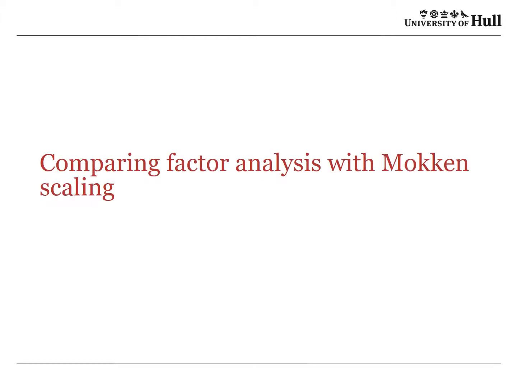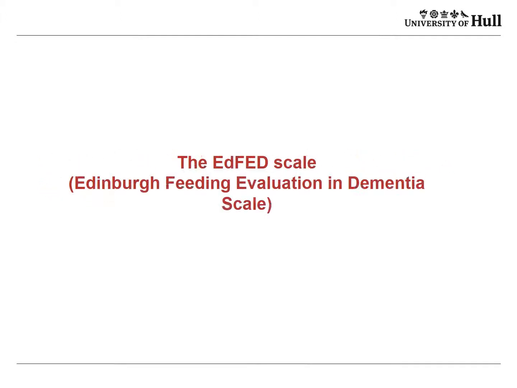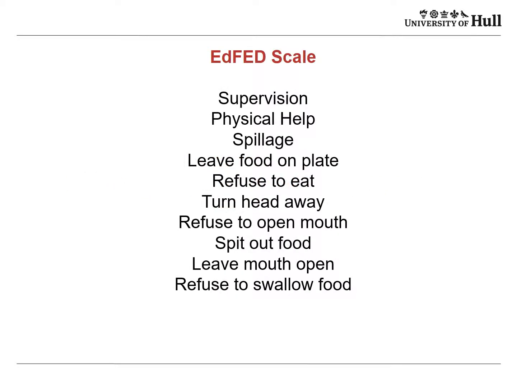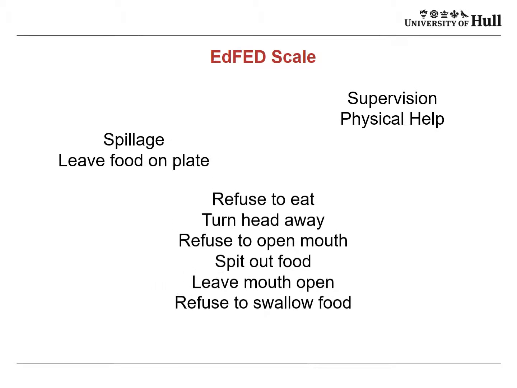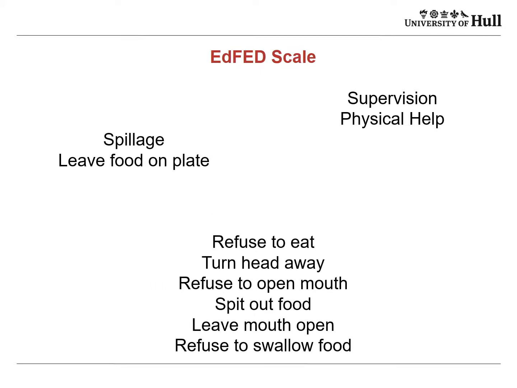So let's compare factor analysis with Mokken scaling. For this I'm going to use one of my own scales, the Edinburgh Feeding Evaluation in Dementia scale. This has got 10 items, and if you factor analyse it, the items look like this. You get 3 different factors. Up at the top right, one about the nursing actions. At the left, the indicators of feeding difficulty. But the one that's of most interest are the 6 items at the bottom, which indicate behavioural aspects of feeding difficulty.